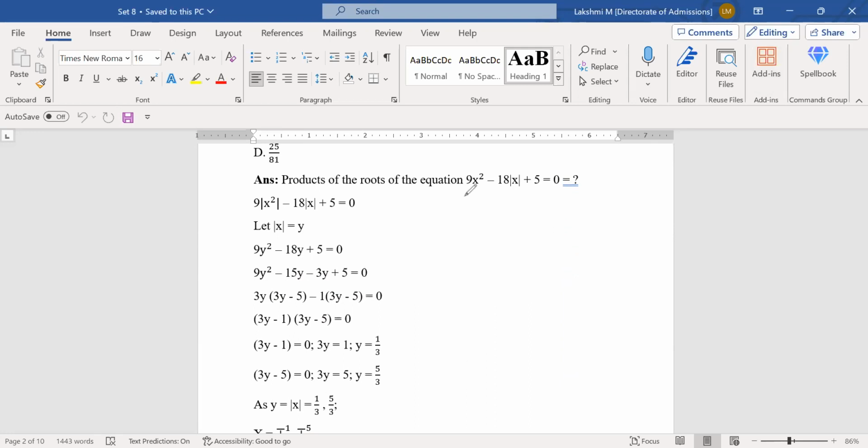Okay, so this is the equation: 9x square minus 18 mod x plus 5 equal to 0. Those of you who feel you'll be able to rewrite this, right? So mod x, I'm just going to substitute.